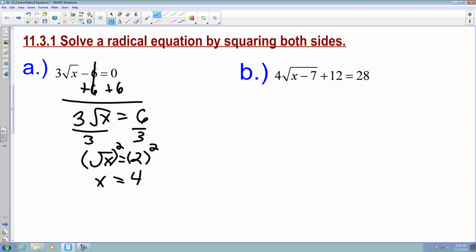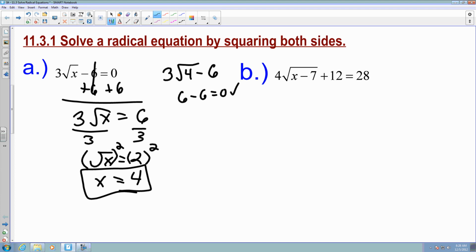So now for step 4, I'm going to substitute in 4 for x. The square root of 4 equals 2. 2 times 2 is 4, and 4 minus 4 equals 0. So that checks out. This is a true statement.